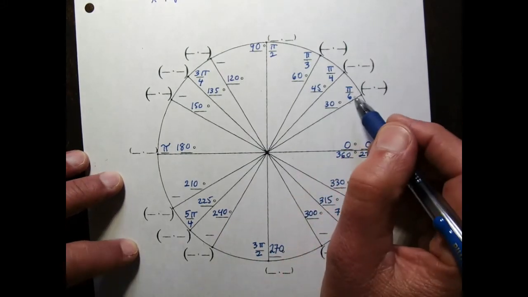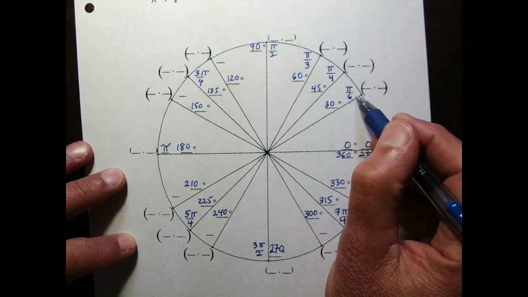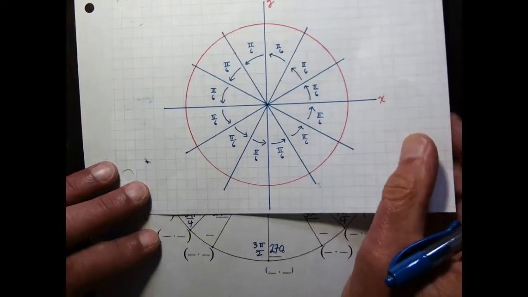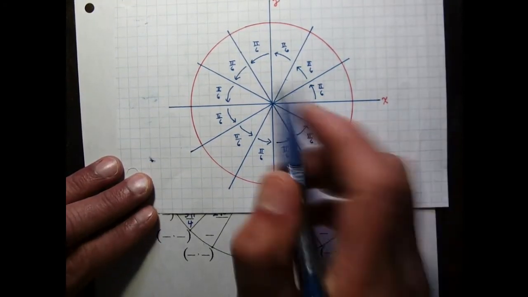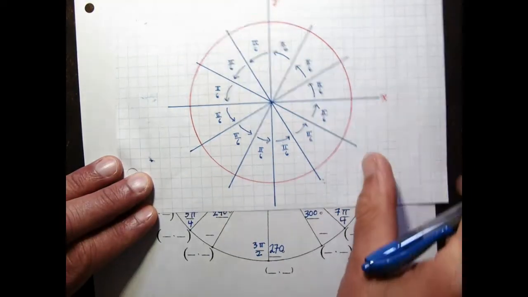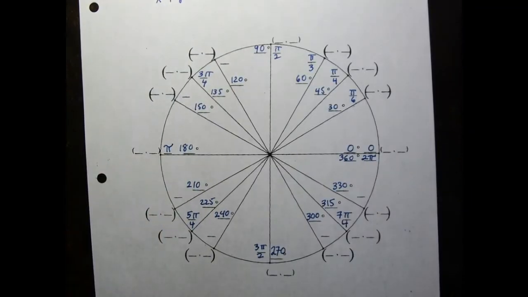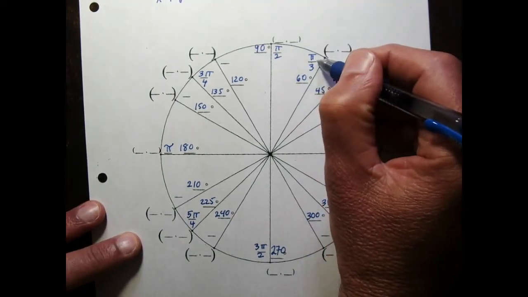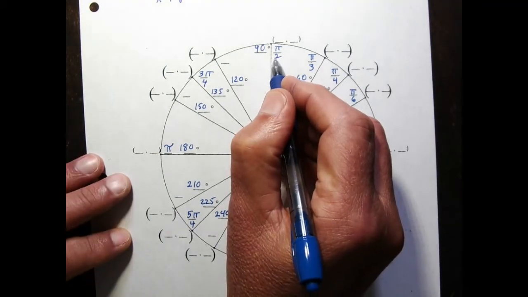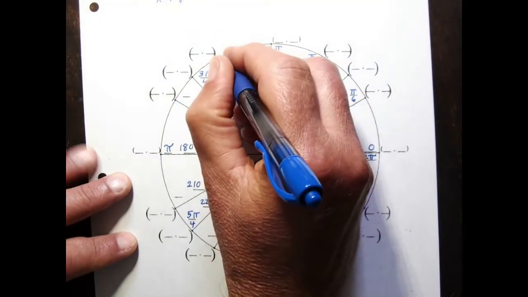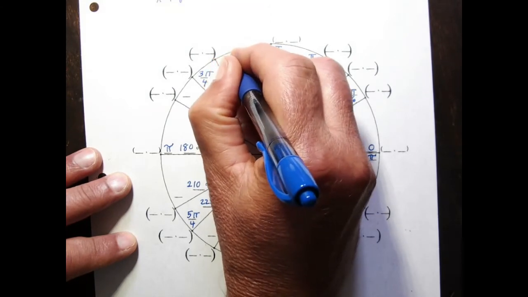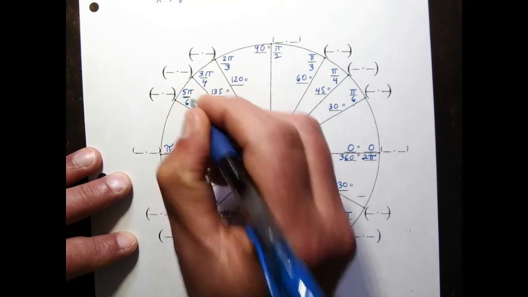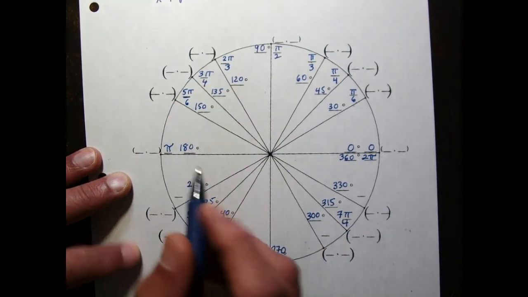Now I'm going to count by pi over 6, 30-degree increments, which, if we think of the unit circle cut into 30-degree pieces, I'm going to miss those pi over 4s, those diagonals. And see, I can count by multiples of pi over 6. 1 pi over 6, 2 pi over 6 is pi over 3. 3 pi over 6 is pi over 2. 4 pi over 6 reduces to 2 pi over 3. Then I get 5 pi over 6 at 150. 6 pi over 6 is 180.